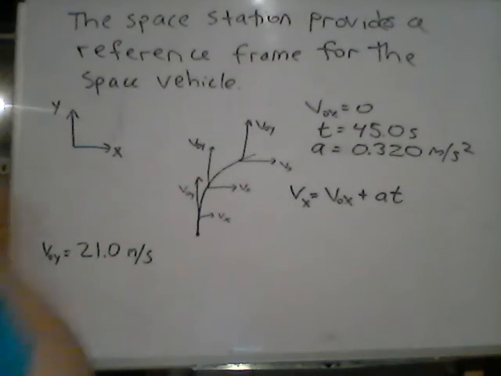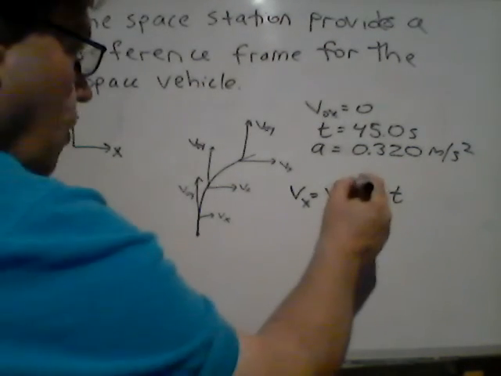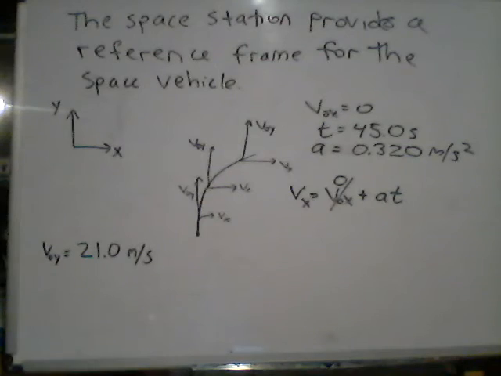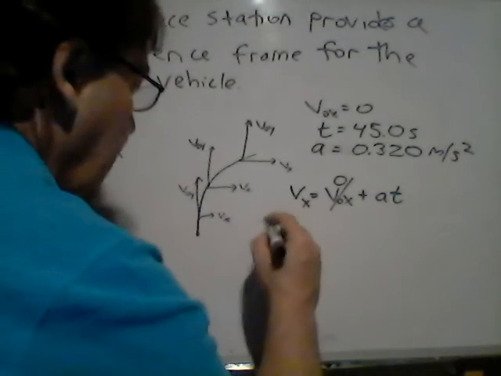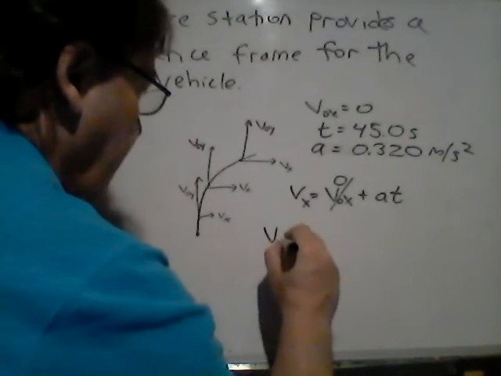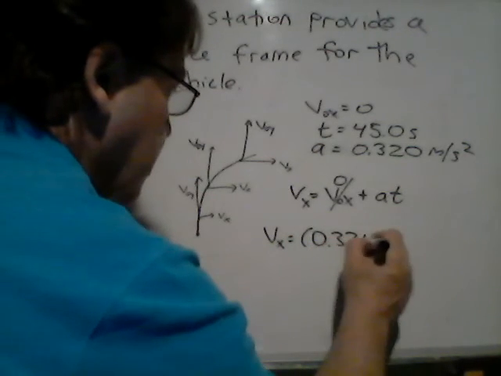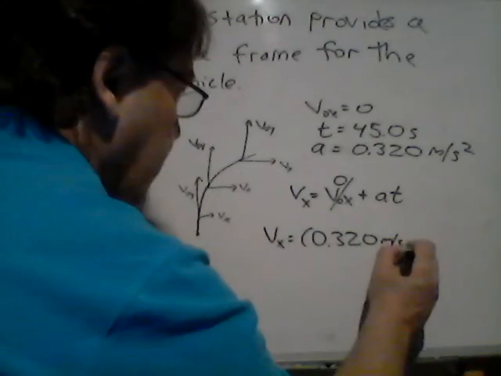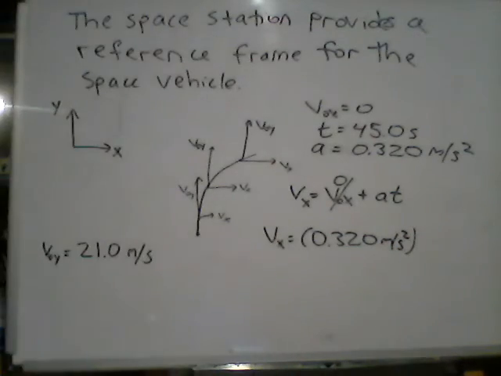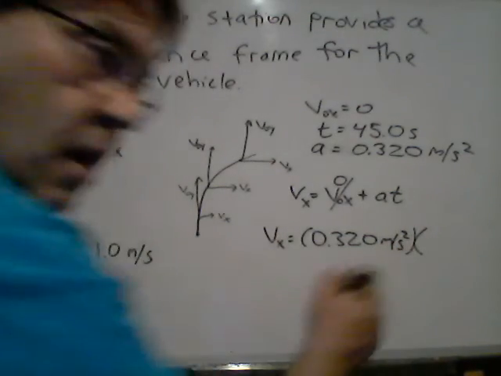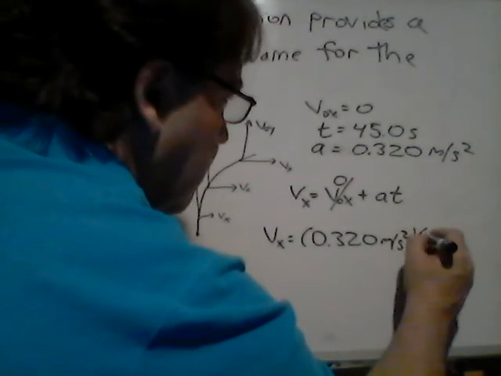Now we're going back to our kinematic equations. We know that v naught sub x is 0. So it's simply going to be that v sub x after 45 seconds is going to be 0.320 meters per second squared times 45 seconds.